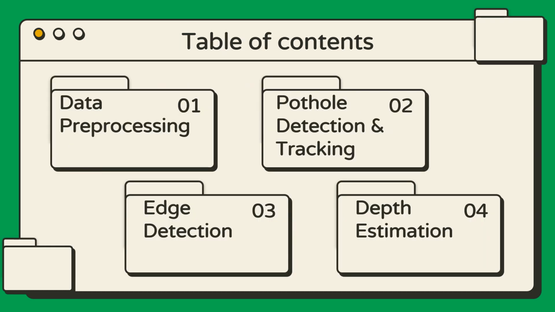So we have segmented our project into 4 stages. The first one is where we pre-process the data. The second one is where we detect the potholes. The third one is where we detect the edges. And the fourth one is where we estimate the depth.